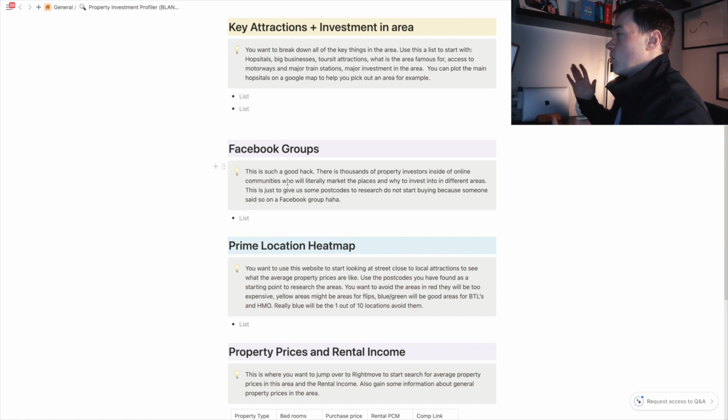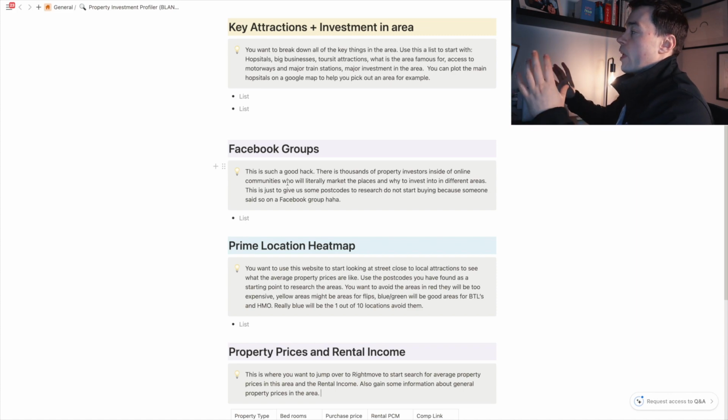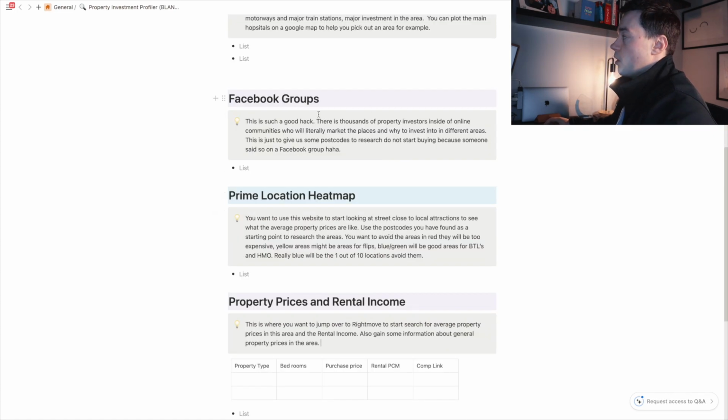Obviously, I'm not saying go based solely off these recommendations, but it might give you a steer in specific areas within Coventry, because Coventry's going to be a big place. It's a big city, like saying Manchester or Birmingham. They're massive places. You want tiny little pockets, streets, a couple of roads in those cities where you're going to be buying properties. So that's a really good hack, Facebook group.